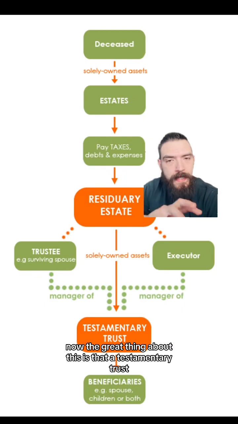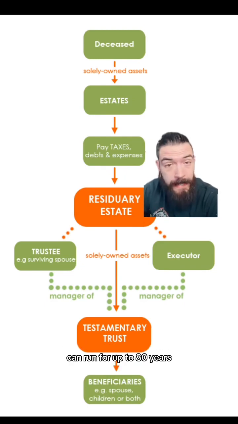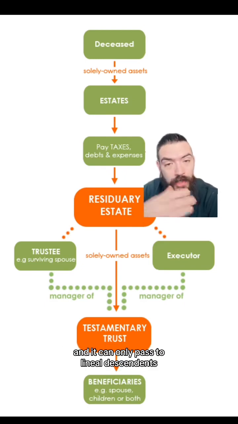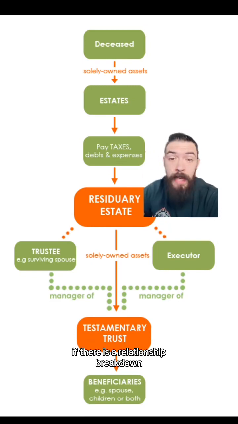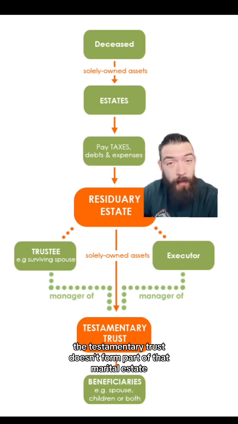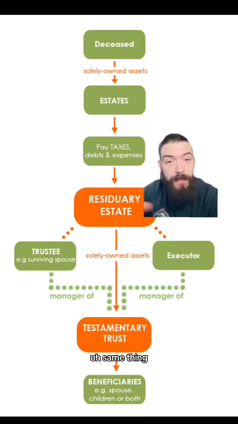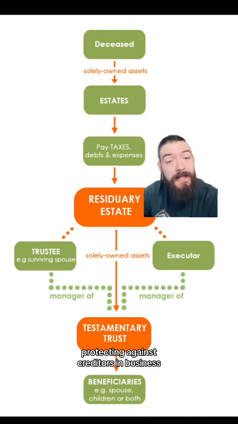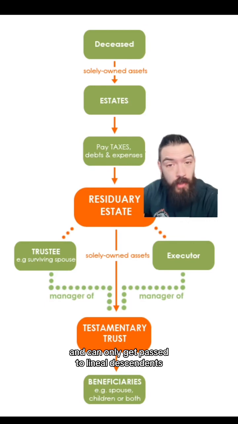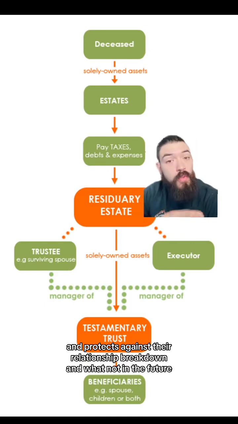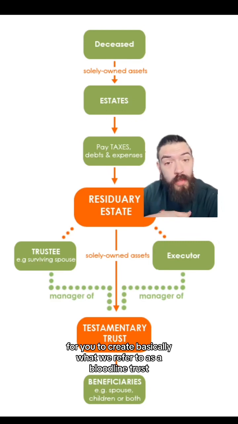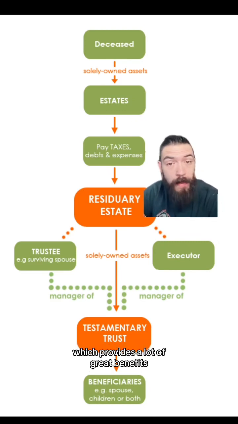Now, the great thing about this is that a testamentary trust can run for up to 80 years, and it can only pass to lineal descendants. So as I mentioned before, if there is a relationship breakdown, anything that's in the testamentary trust doesn't form part of that marital estate. Same thing protecting against creditors in business, and it can only get passed to lineal descendants and protects against their relationship breakdown and whatnot in the future. So it's a really great way for you to create what we refer to as a bloodline trust, which provides a lot of great benefits.